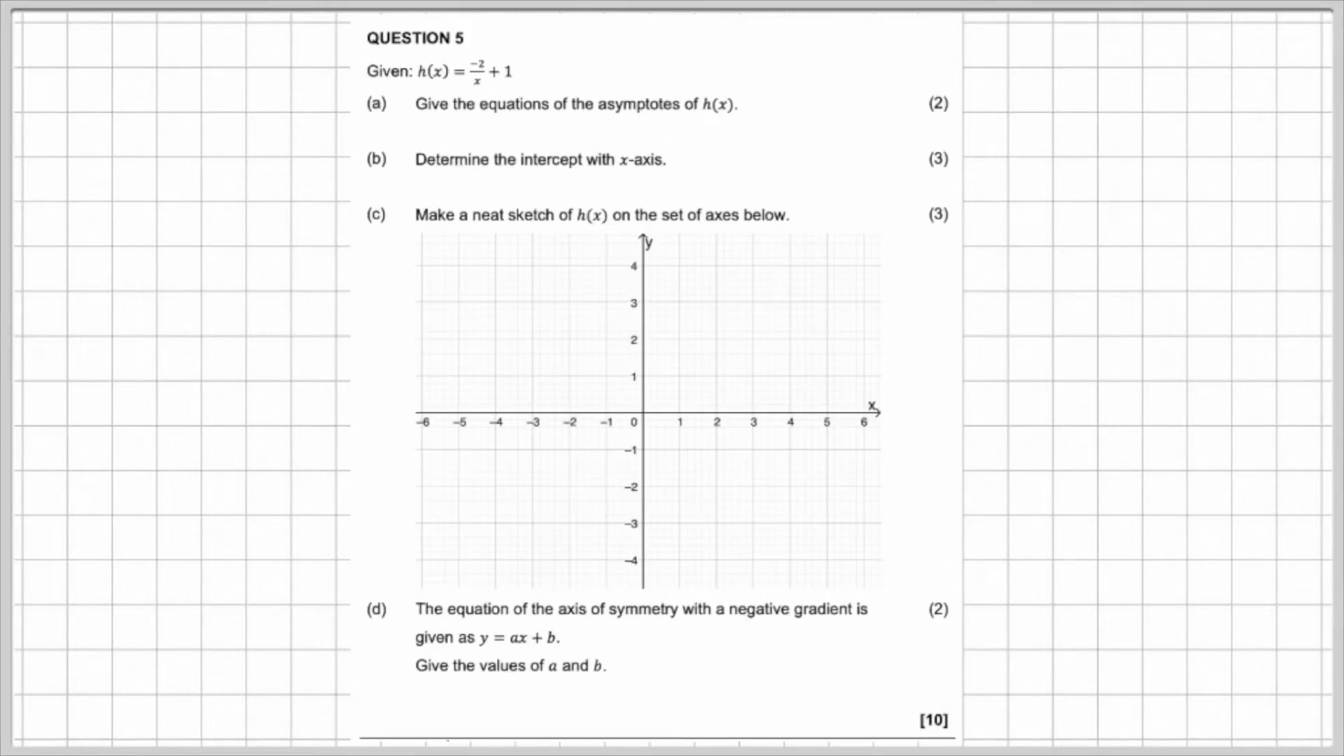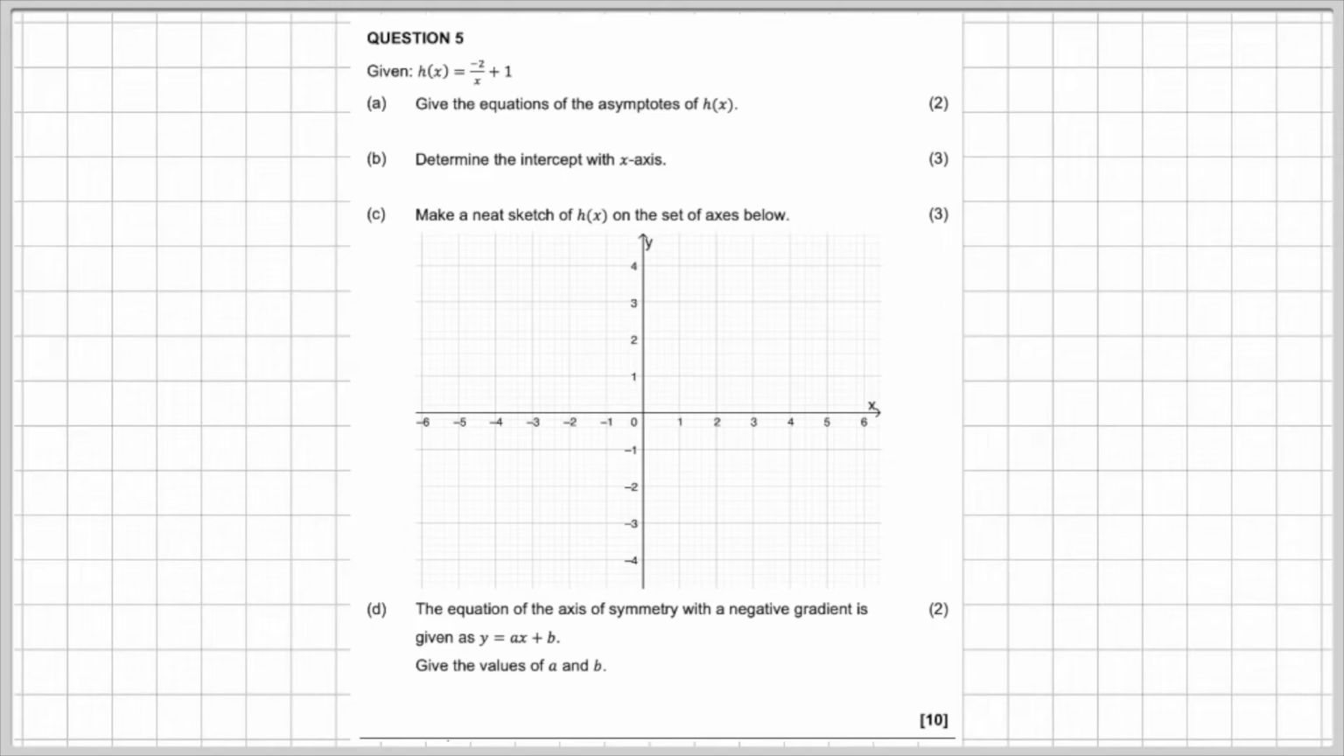So I want you to try this question where it says given h of x equal to negative 2 over x plus 1, and they ask you a lot of questions about it. But I'm going to ask you, hit the pause button and try it yourself.